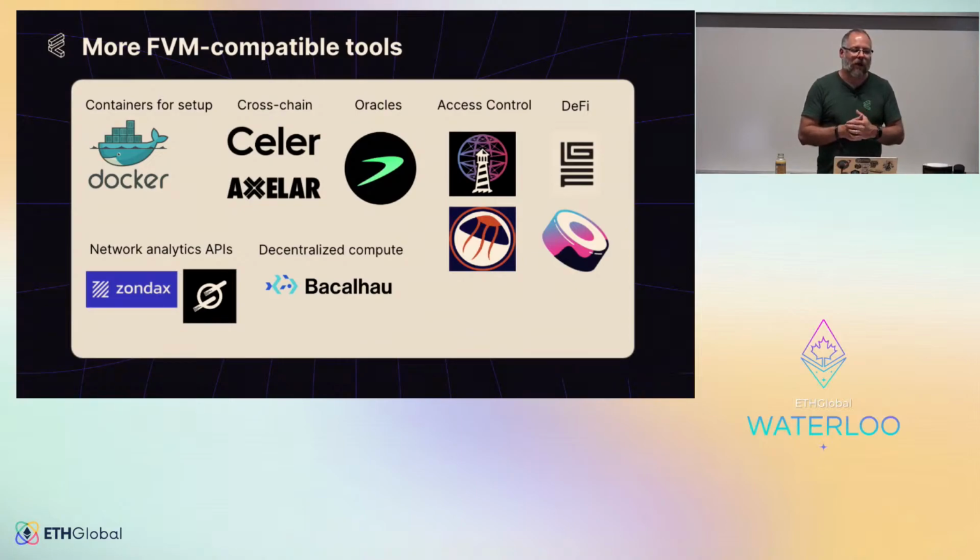Number of network analytics APIs. So Zondax have a network explorer called Berix that allows you to interrogate the network. There's one by Protocol Labs called Starboard as well. Decentralized compute, Bacalhau, I've mentioned, that allows you to run decentralized compute jobs. So there's a whole bunch of stuff within FVM and more stuff coming as we go along.